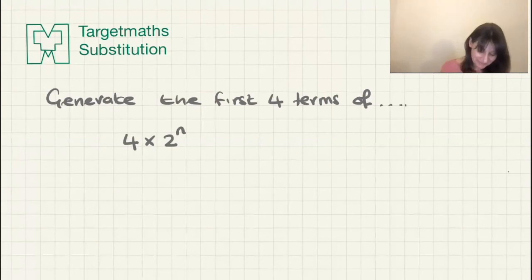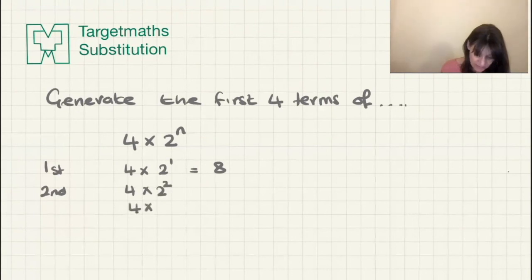Okay. n is going to be 1 to help me generate the first term. 4 times 2 to the power of 1 is 4 times 2, which is 8. When the second number goes in, I've got 4 times 2, and it's the n that changes. 2 times 2 is 4, so I've got 4 times 4, which is equal to 16.